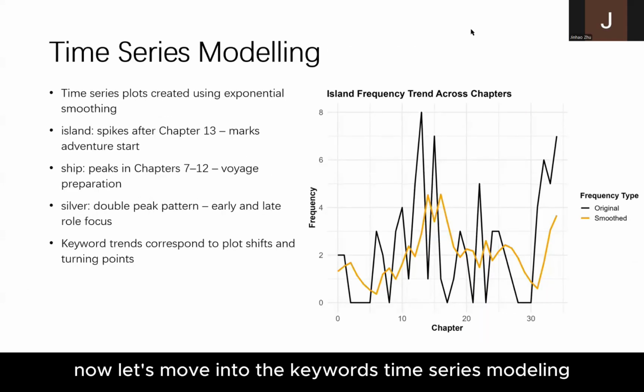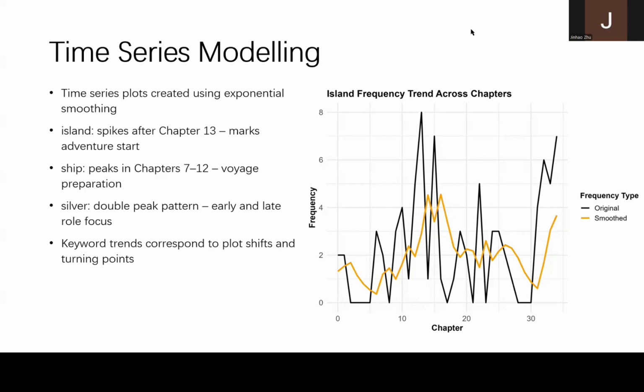Now let's move into keyword time series modeling. This method shows how a word changes in frequency over time. The black line is the real count per chapter, and the orange line is the smooth trend. Let's focus on the keyword island.